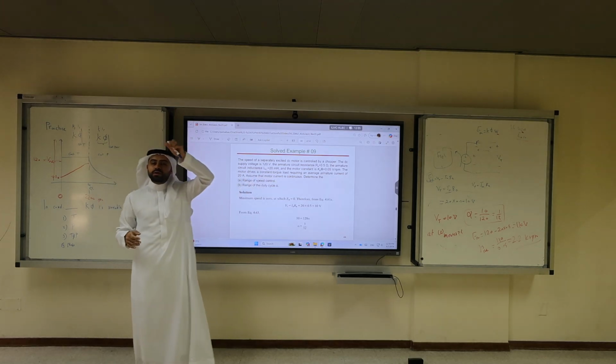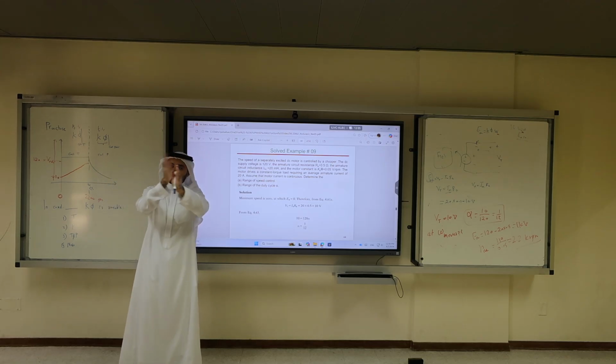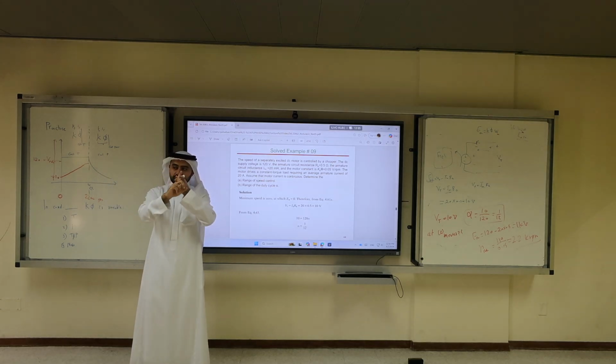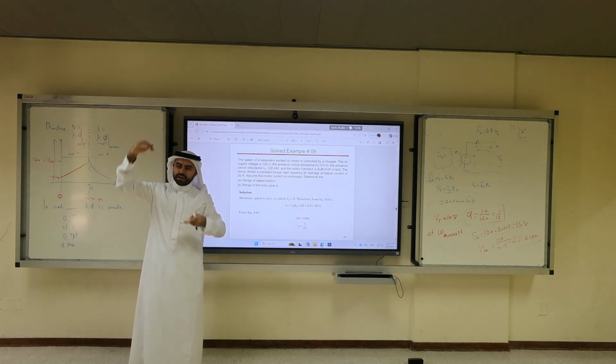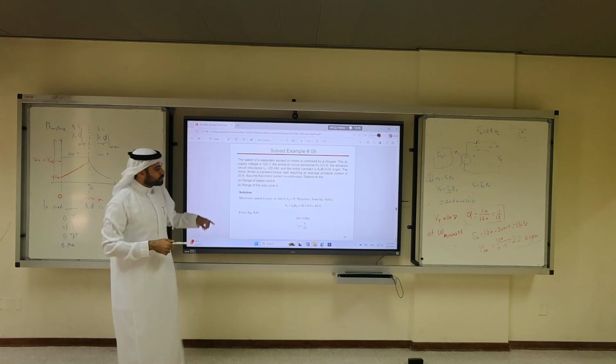What will happen if I want to exceed that speed, for that constant torque? I have to change the field, and I will no longer have the same torque. I need to drop my torque.